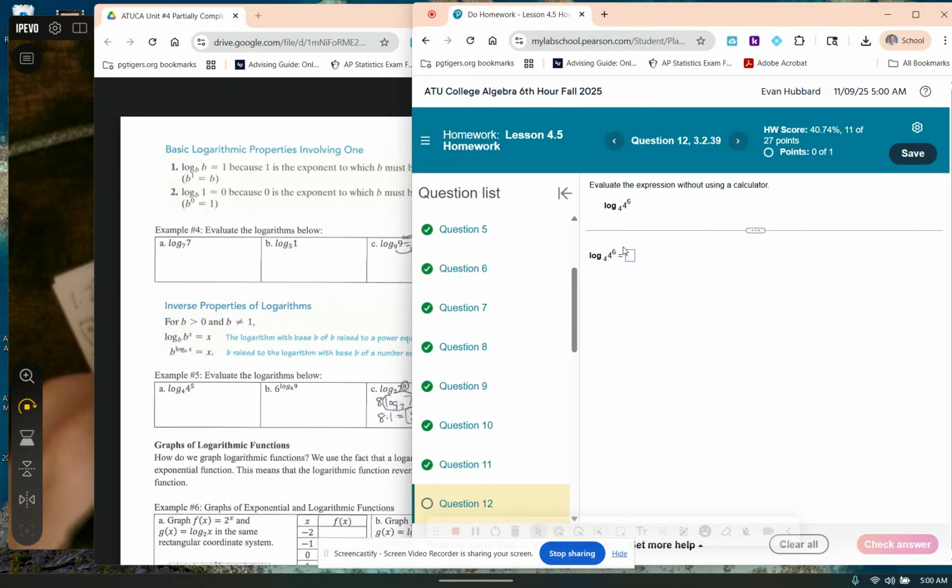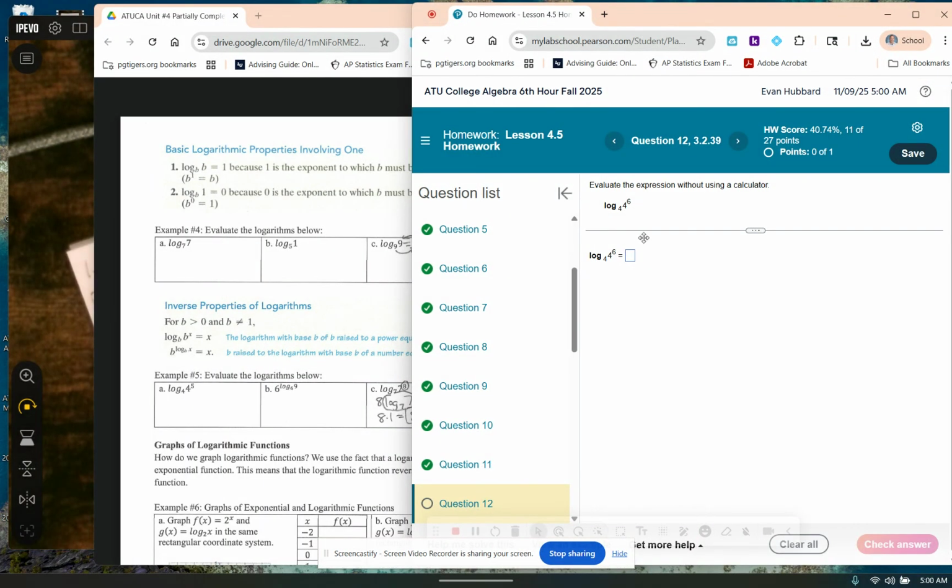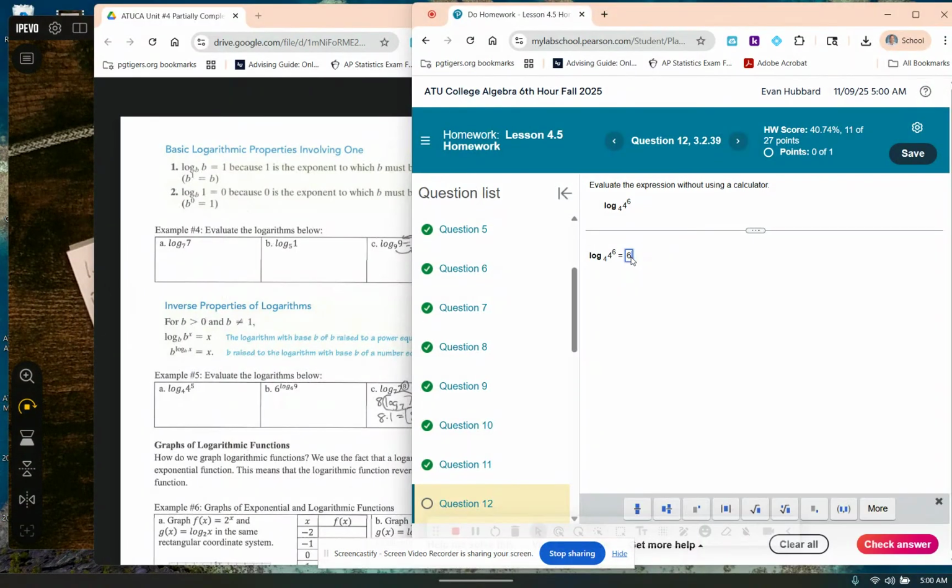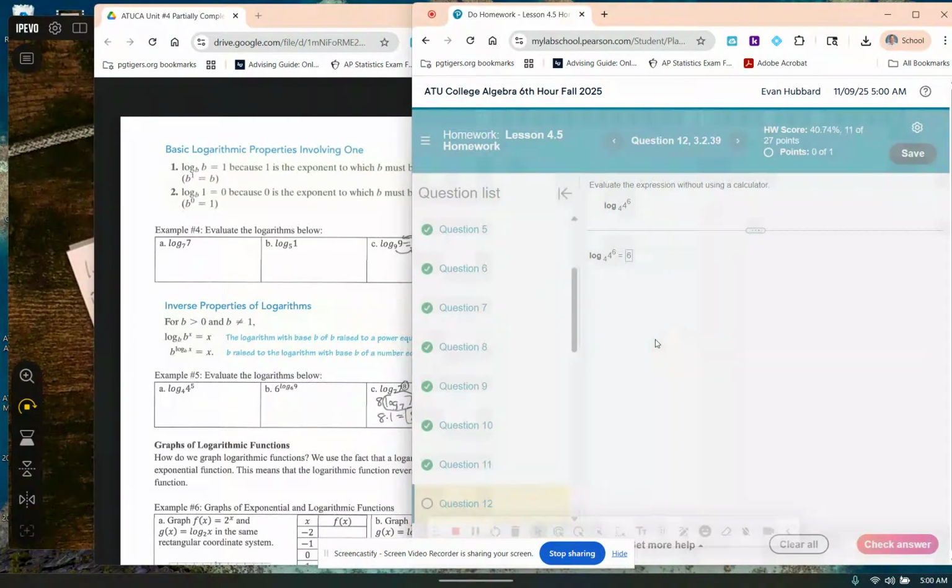I'm going to write this as an equation. So log base 4 of 4 to the 6 is just equal to 6. I made that more confusing. Basically, if you have the same base and the same base on the exponent here, those basically just cancel and you just bring down the exponent.